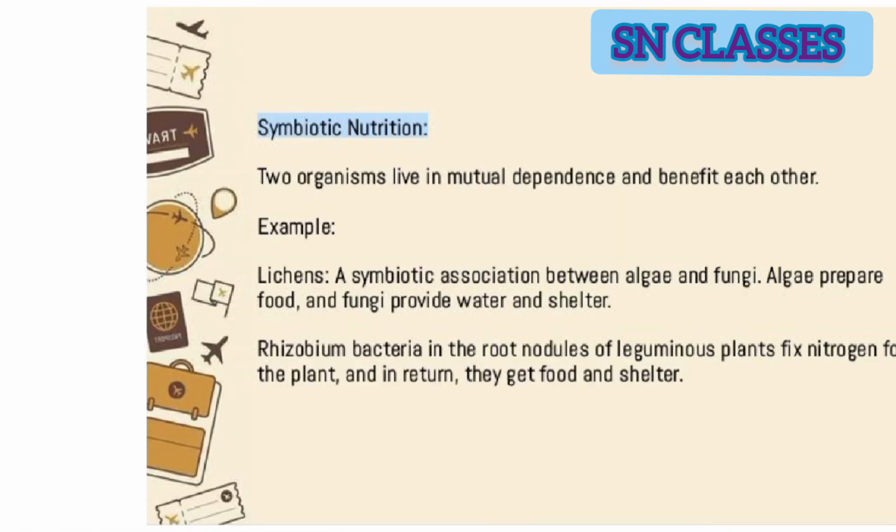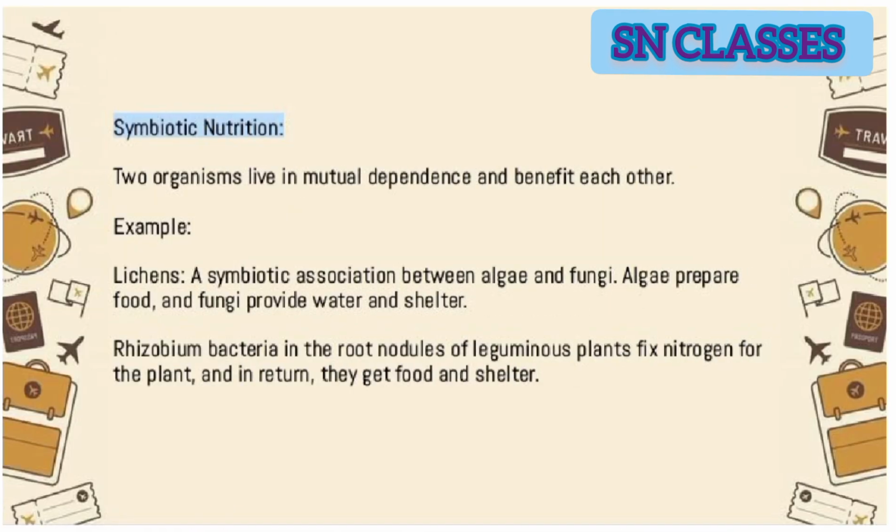Okay, next nutrition is symbiotic nutrition. When two organisms live in mutual dependence and benefit each other, it is called a symbiotic relationship, where both organisms are getting benefits. For example, one organism gives shelter, and in return the other organism gives nutrition to this organism. This type of mutual relationship is called symbiotic nutrition.